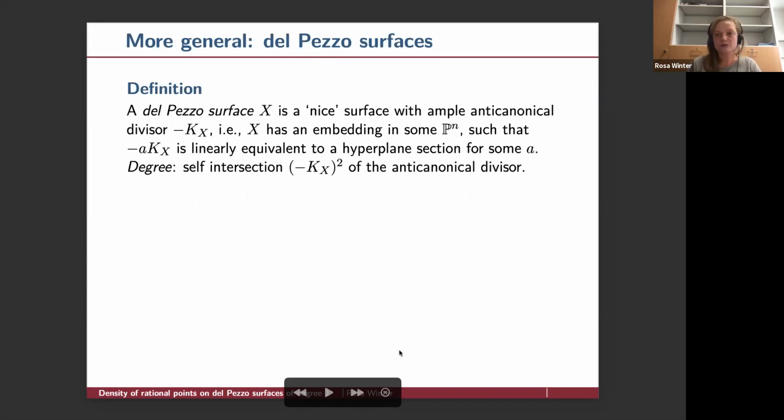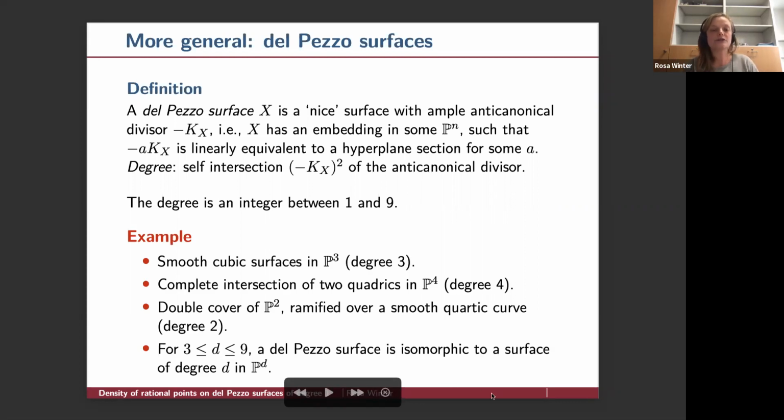So this is very nice. We can always embed them in projective space, and the degree of a Del Pezzo surface is the self-intersection of this anticanonical divisor. This degree is always an integer between 1 and 9. And here are some examples. The degree 3 Del Pezzo surfaces are these smooth cubic surfaces.